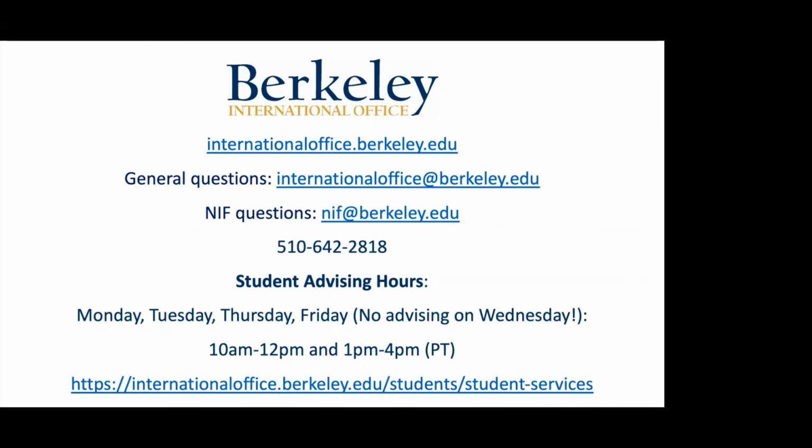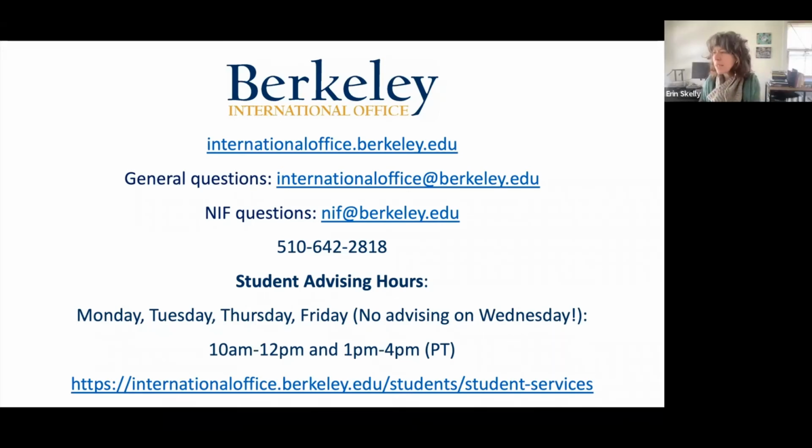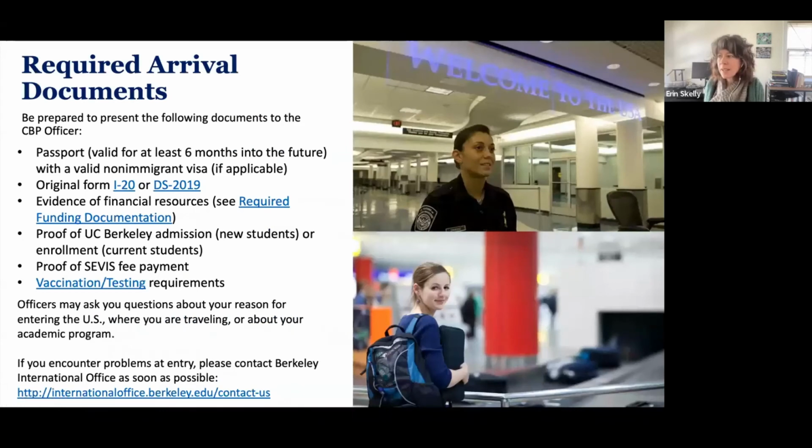Question: Which documents from the application process will we need to bring with us to the US, including vaccination and/or I-20? Well, we did get to that, but I'll bring this back here. So passport, you need your I-20 or DS-2019, proof of your financial resources, proof of your admission or proof of your enrollment, proof of your I-901 SEVIS fee payment, and then vaccination or testing requirements. For that, you'd want to click the link and see what the current requirements are, because vaccination and testing could change over time. Right now, there's no testing, but there is vaccination. But again, that could change.